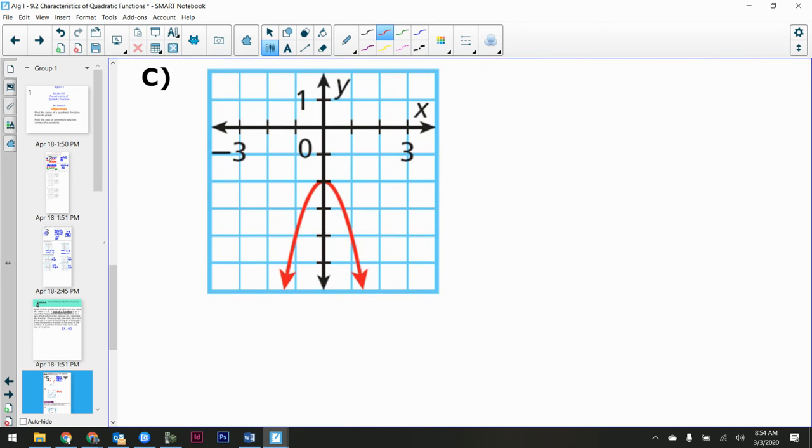How many zeros does this one have? None. Does it cross the x-axis? You may be thinking, whoa, it crosses that one. No. Well, what's that? Yeah, that's the y-axis. That's a y-intercept, not an x-intercept. There are no zeros.